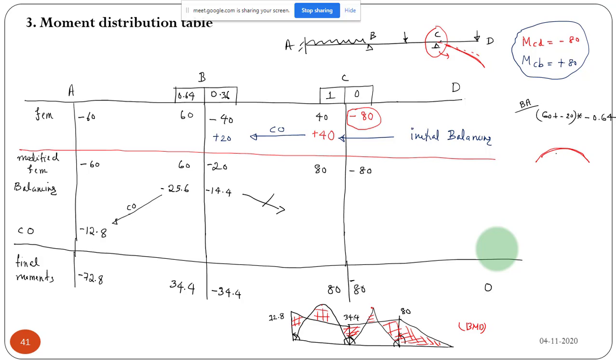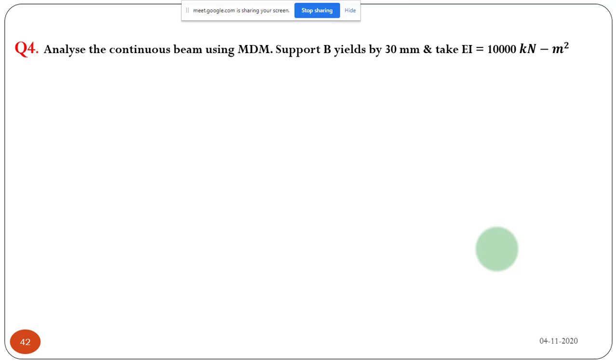The first example, first question was both ends are fixed continuous beam. Second question, one end is simply supported, and third question, you have an overhanging span. And similarly, the last question will be beam with support settlement. Okay, so these are the four types of question you have to see. All other questions will be the same type. Only numbers, only loading will be different.